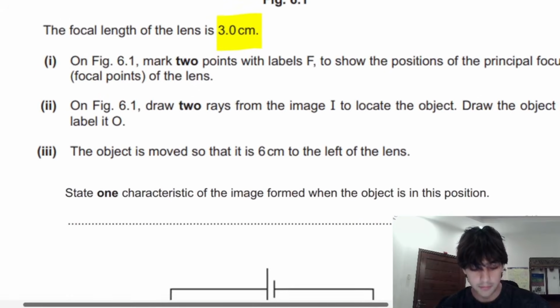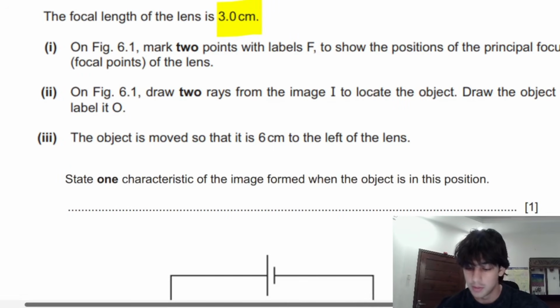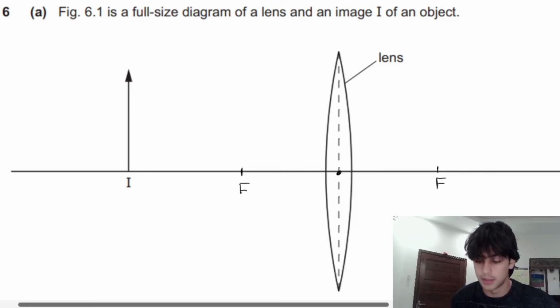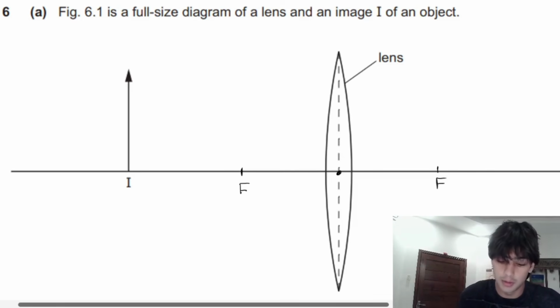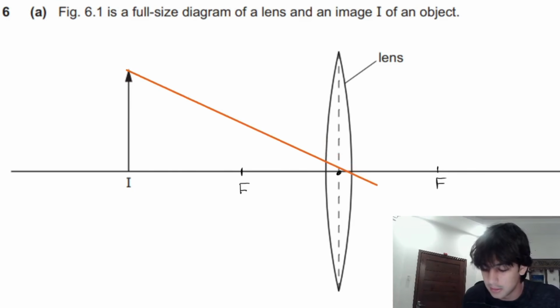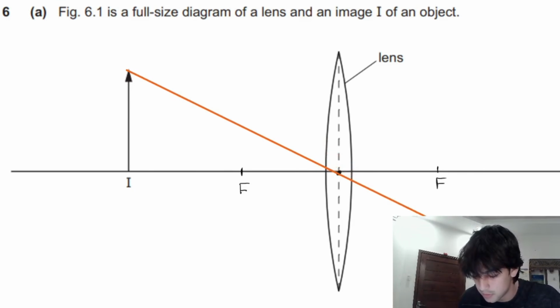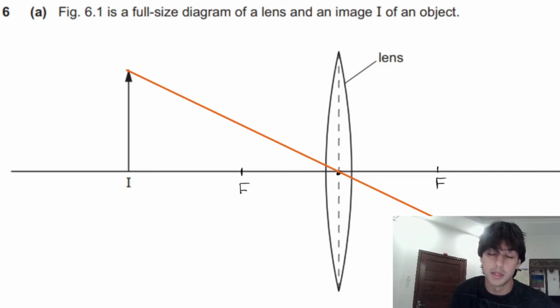The next part is on figure 6.1: draw two rays from the image to locate the object, draw the object and label it. The question is asking us to draw two rays, but for future purposes, I'm going to draw three. The first ray directly crosses the midline. Always remember this: the first ray is always going to cross the midline of the lens, right where it meets the principal axis. This is going to be the center.